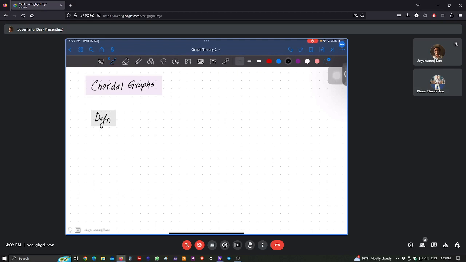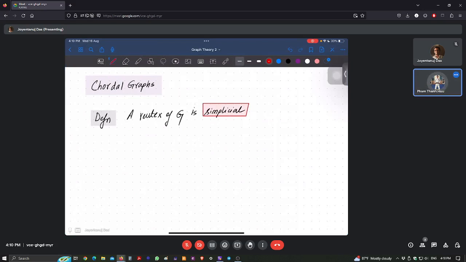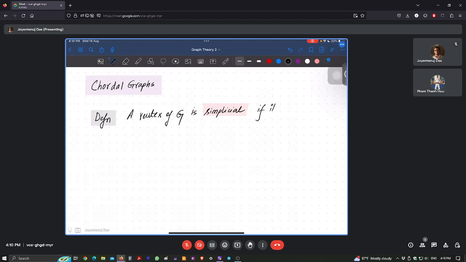So it's saying graph G is simplicial. So this is also a new notation. Simplicial. Right. So a vertex is called simplicial if its neighborhood in G induces a clique.